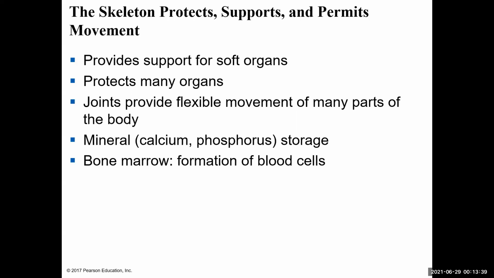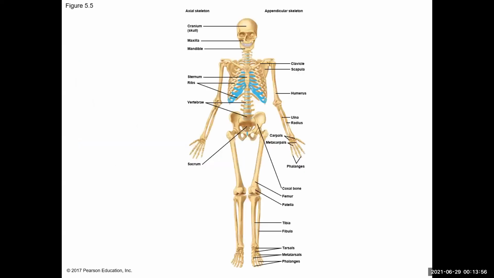So, as we mentioned early on, the skeletal system has five specific functions: support, protection, movement, mineral storage, and then the formation of blood cells. And so we're just going to look at all of the bones in the body and make sure you're familiar with where they are located and what part of the skeletal system they're associated with.